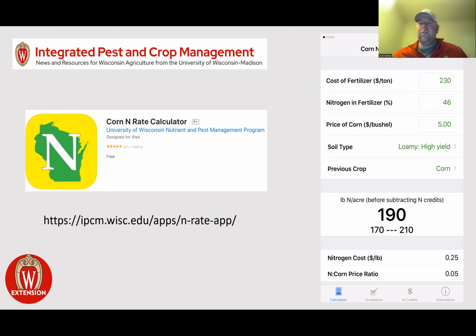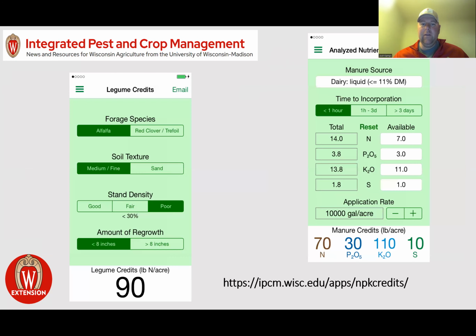Then we also keep track of any credits, whether there's manure that's applied or legume credit from previous years. Those then will be subtracted off of the rate that comes out of this calculator. So again, it's a tool, but also a tool that's built right into the SnapPlus program. This is a way for us to take a snapshot of one part of soil fertility planning. And here is another tool if we want to keep track of the legume credits or the manure credits that we have on our farm.